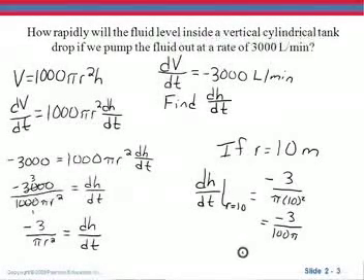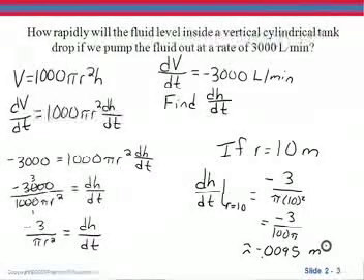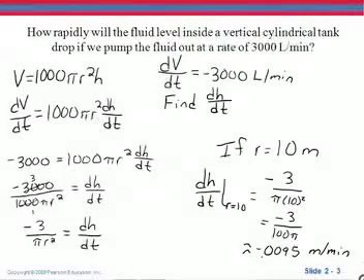Now if you type that into your calculator, you'll see that that is approximately negative 0.0095. And it's in meters, and our change was liters per minute, so this is going to be meters per minute. Okay, so the change in the height, if we had a radius of 10, is negative 0.0095 meters per minute.